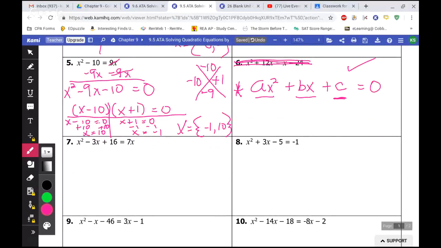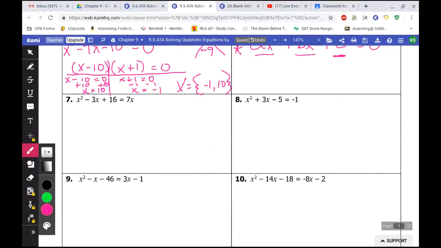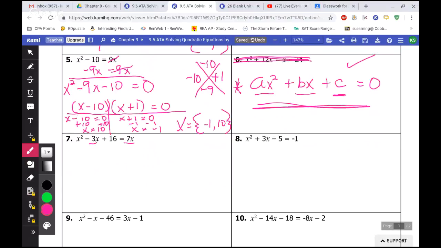All right, once again, number 7 is not in standard form. I have two x terms. I have one on the left and one on the right. So I want to combine those terms so I can get it in this form right here. Because I only want one ax squared term, I only want one bx term and only one constant. I cannot factor until I get it in that form.